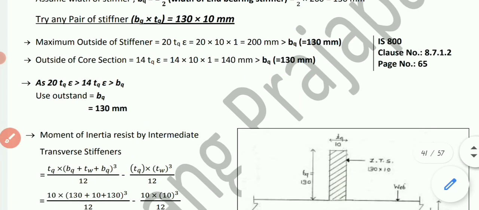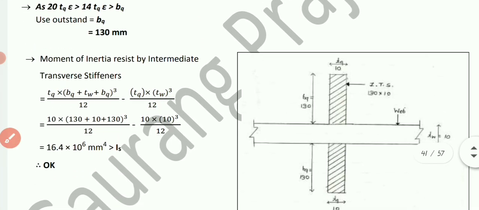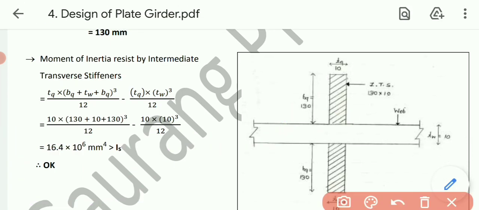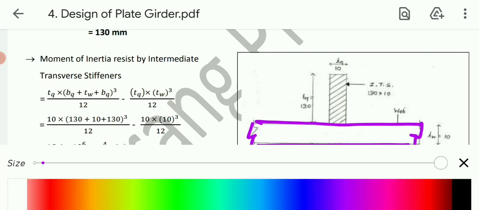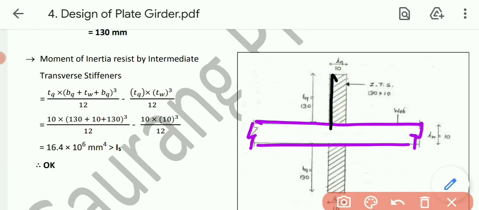So now once again we need to do the same thing. Let's draw the plan. This one is the web, as it is ITS, so the web will be on both sides of this one. Then this one is our stiffener.